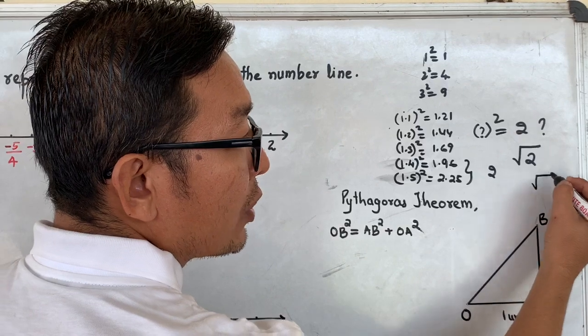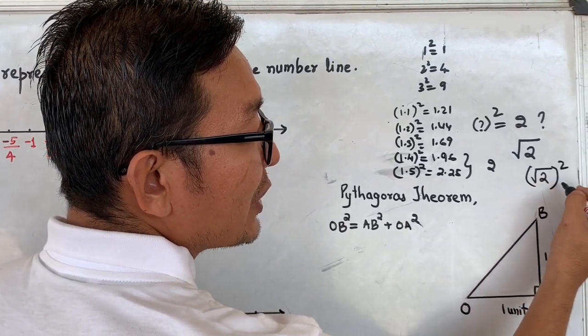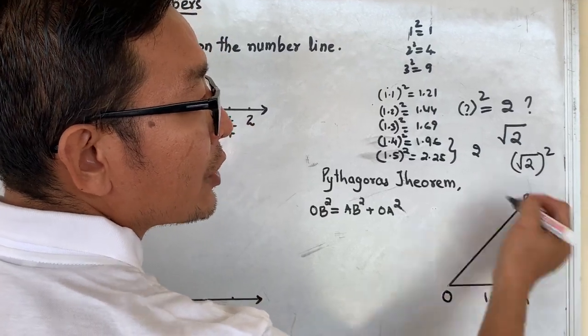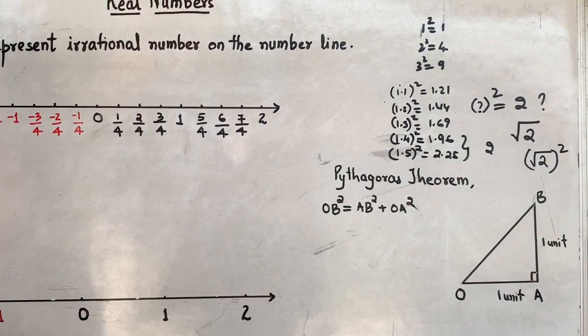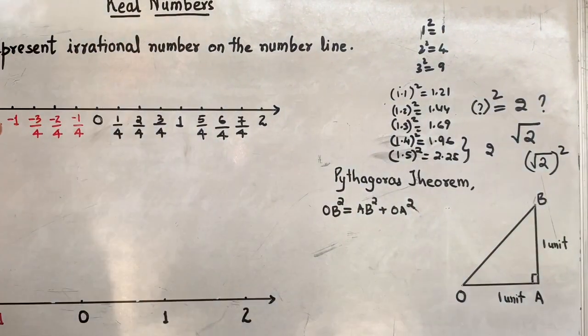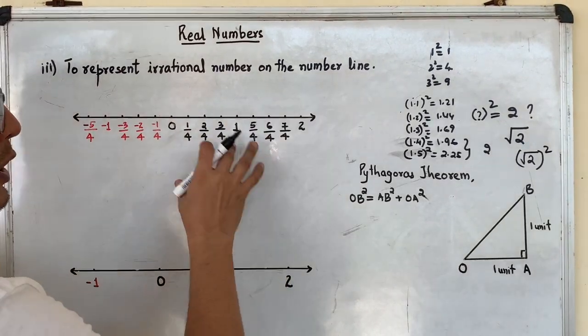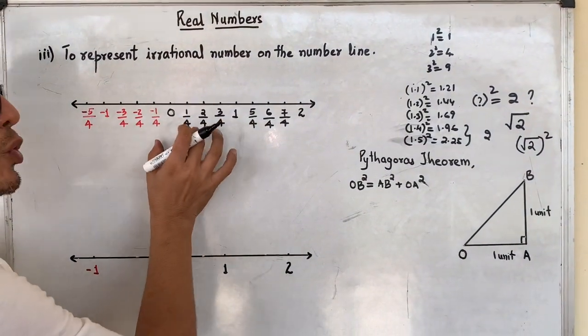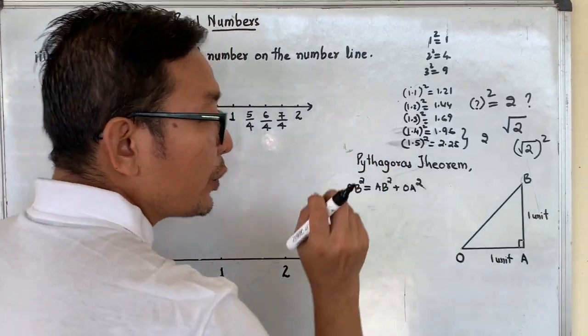Root 2 is the square root of 2. On the hypothesis, any root 2 is an irrational number. The intention is to represent an irrational number on the number line.